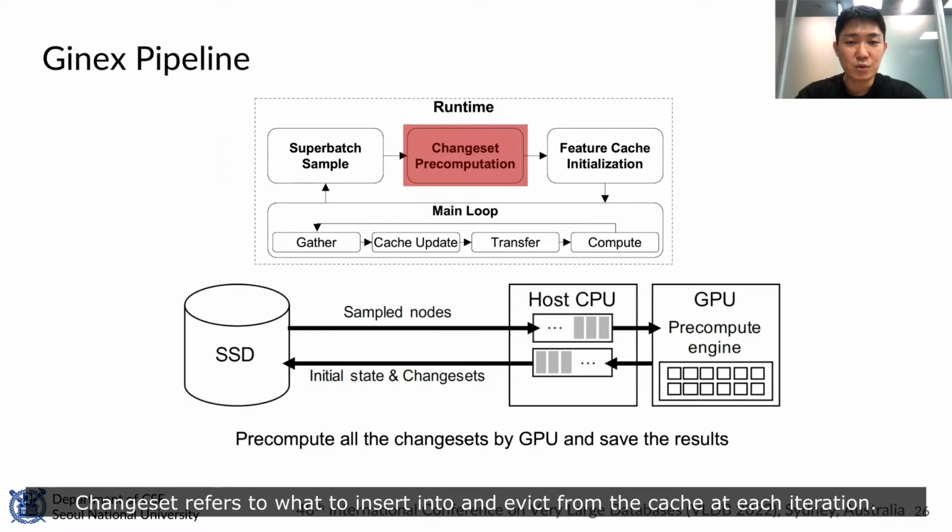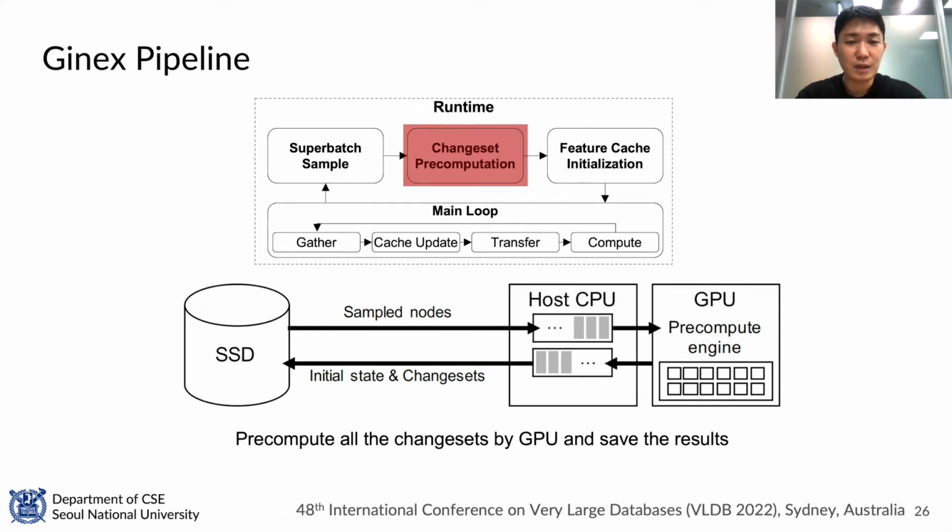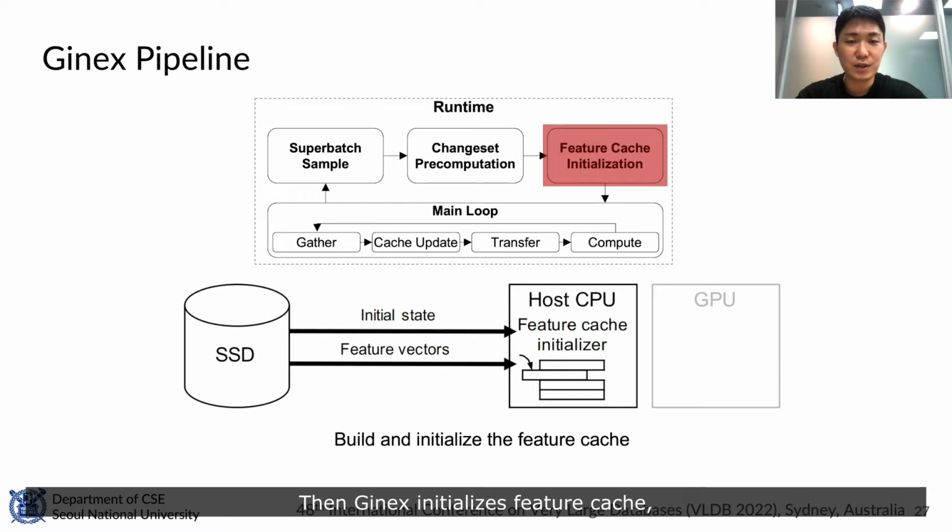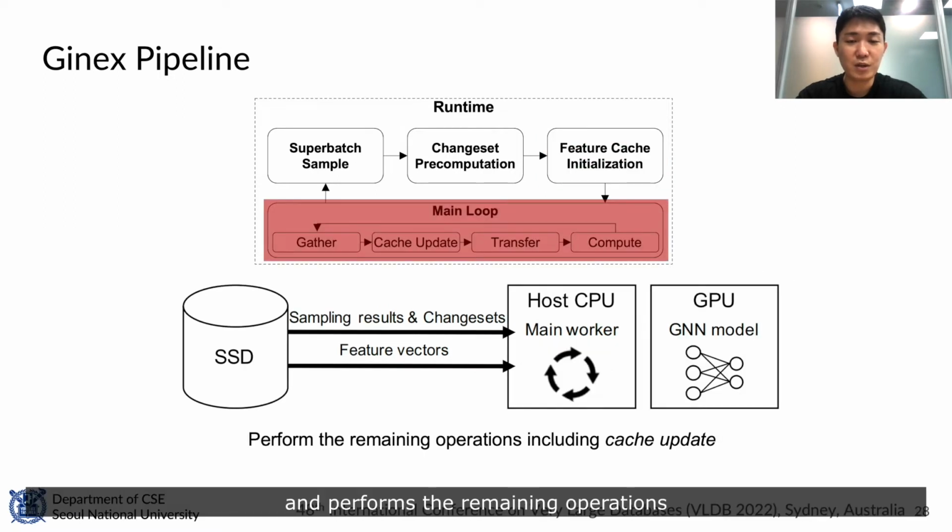Changeset refers to what to insert into and evict from the cache at each iteration. This process is accelerated by GPUs. The computed changesets are then saved in SSD. Then, Ginex initializes the feature cache and performs the remaining operations like gather, transpose, and compute in the main loop stage.